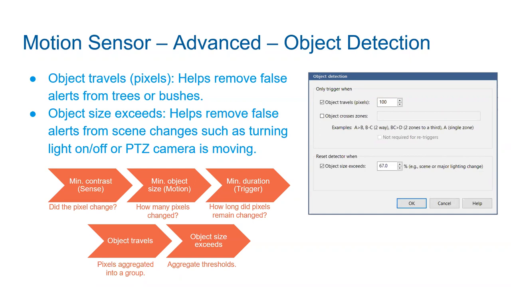And then object size exceeds is for if there's a big scene change. This is a good use case for indoor cameras, like when you turn the lights on or off, that'll result in a lot of pixels changing all at once, and that could lead to an alert. So object size exceeds allows you to reduce alerts associated with large scene changes, like lights turning on and off, or the light outside being blocked by clouds and then the clouds leave and the sunlight comes in. Those types of large holistic scene changes can be alleviated with the object size exceeds threshold.